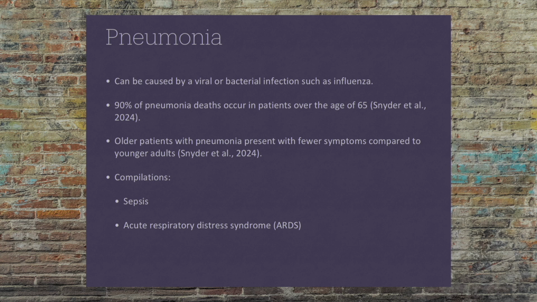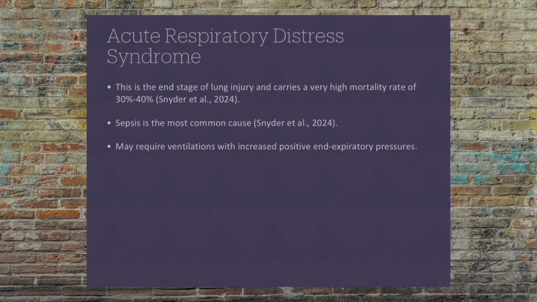Other symptoms can include a cough, purulent discharge, increased respiratory rate, tachycardia, again, medication dependent, fever, but not always, crackles, or rhonchi in areas of the lungs. Severe complications from pneumonia can include sepsis, which we will discuss later in the presentation, and acute respiratory distress syndrome. Acute respiratory distress syndrome has a very high mortality in older patients at about 30 to 40%.